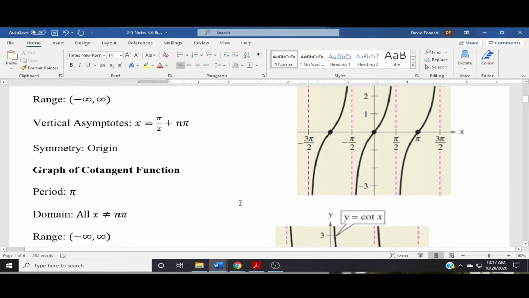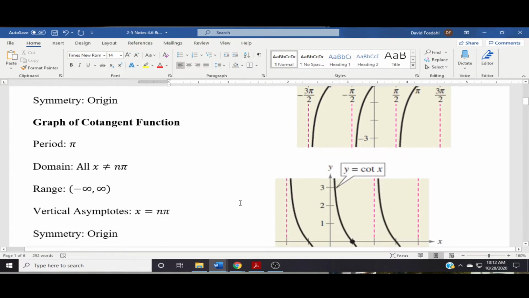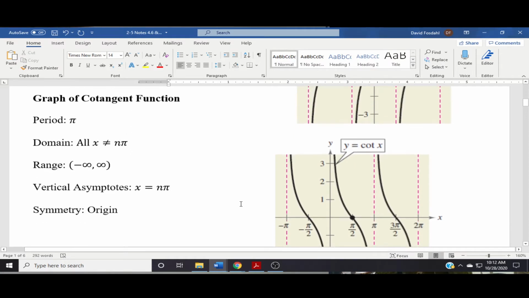Okay? Okay, so what about cotangent? Now cotangent is a horizontal translation of tangent, and it is a reflection over the y-axis. So it's a reflection over the y and then a translation. So it is pretty simple.